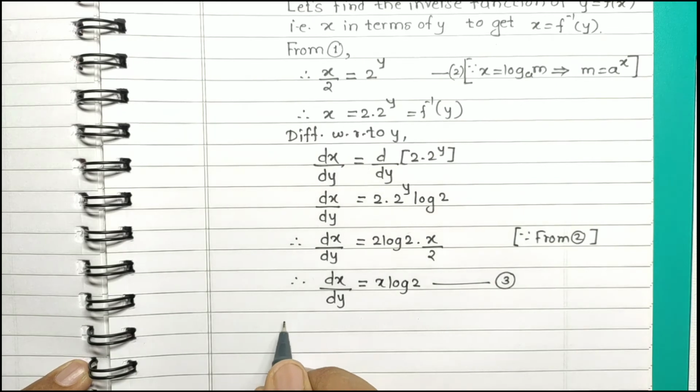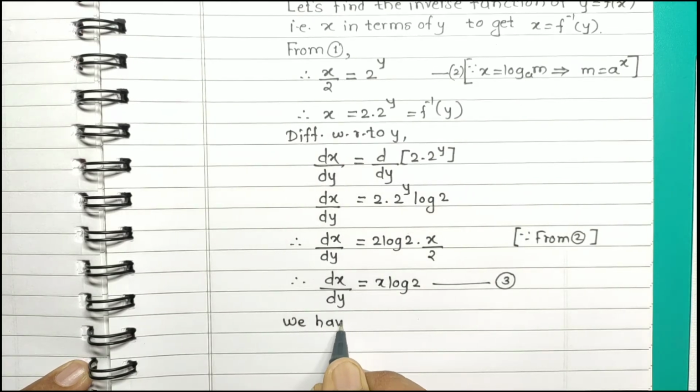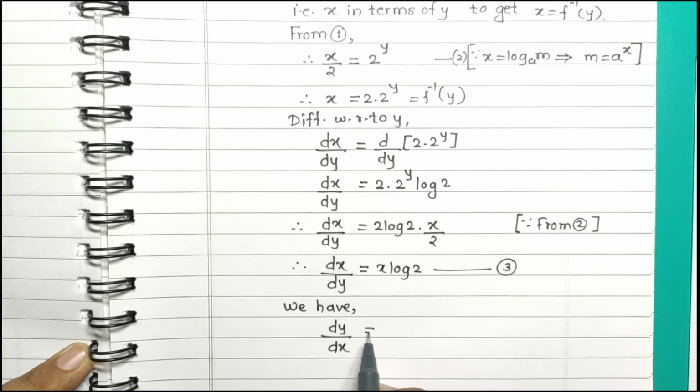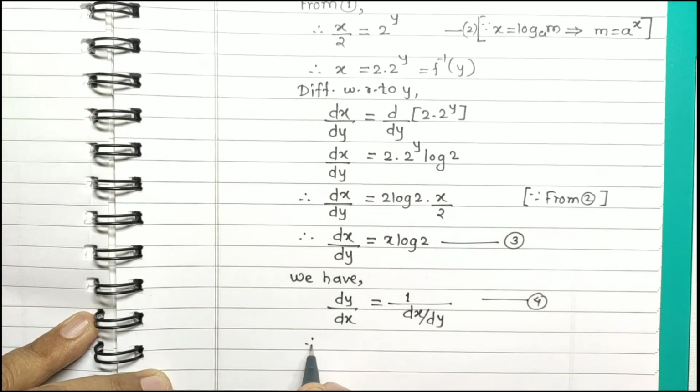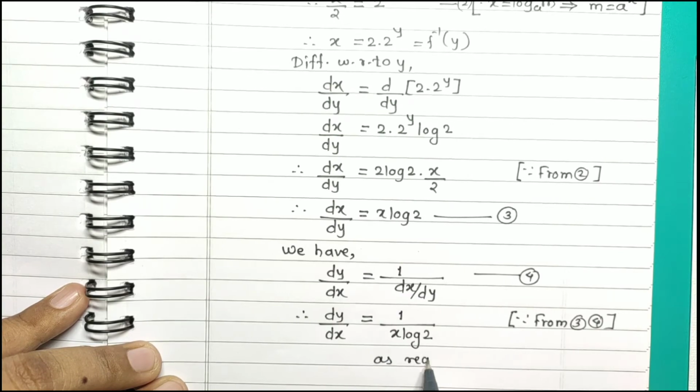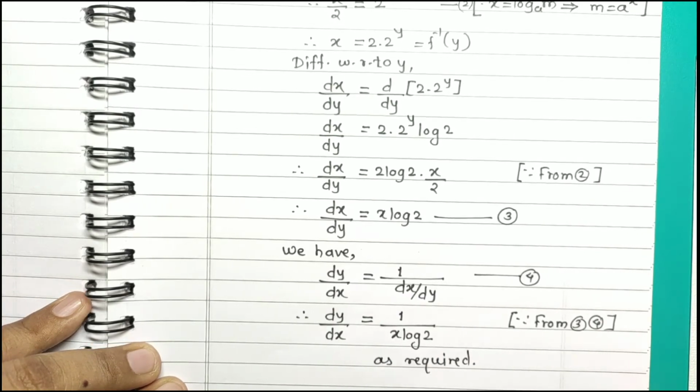Now we have to find dy by dx, and for that we have the result dy by dx is equal to 1 upon dx by dy. Call it equation number 4. Therefore dy by dx is equal to 1 upon x into log 2. This is from 3 and 4. Okay, and this is the required derivative.